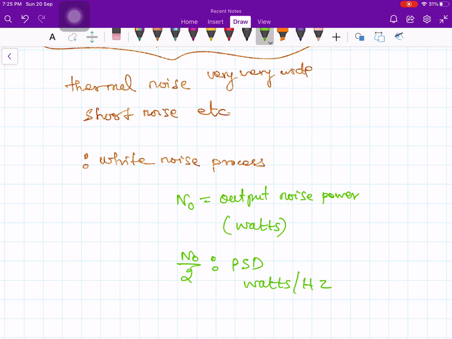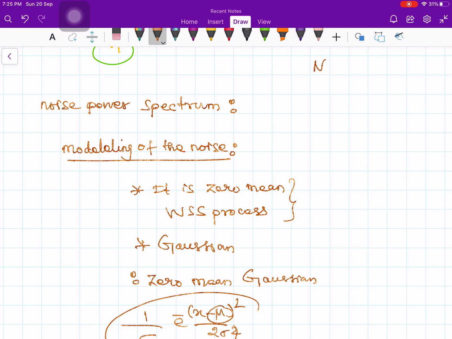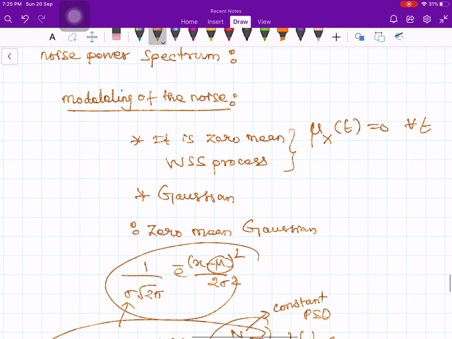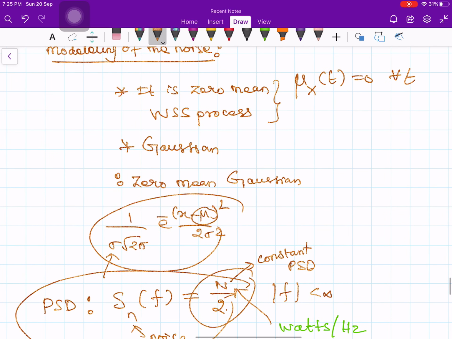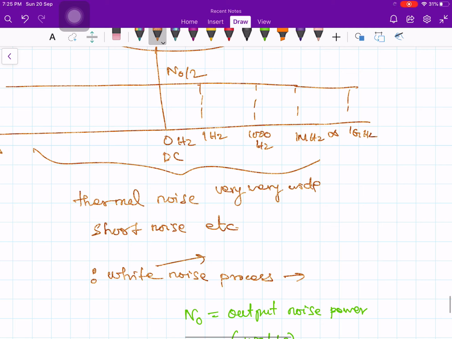When I say zero mean, the mean of the process is 0 for all time. Where did I write zero mean? Here I wrote, therefore mu suffix x of t is equal to 0 for all time. That means the process mean value function is 0 for all time. Then it satisfies its autocorrelation function, or equivalently I can specify the power spectral density function. When I say it is white, the power spectral density function is constant. White means it has equal contribution for all frequencies. That is why this is called a constant power spectral density.